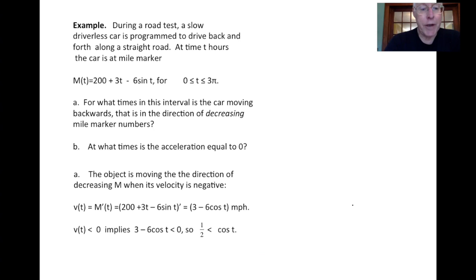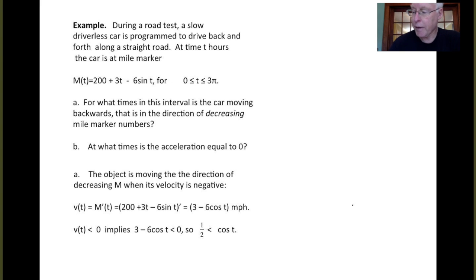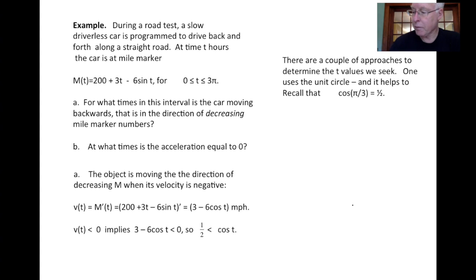Okay, velocity is negative, so we want 3 minus 6 cosine t to be negative, less than 0. And a little algebra says that we want t values for which cosine t is bigger than a half. Now this is an inequality you'll learn to solve in a trig class or pre-calculus, but we're still going to take a look at a couple of ways to do that.